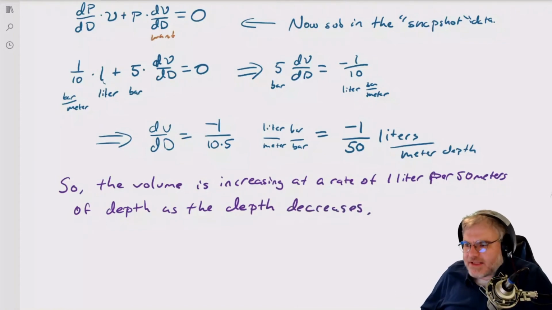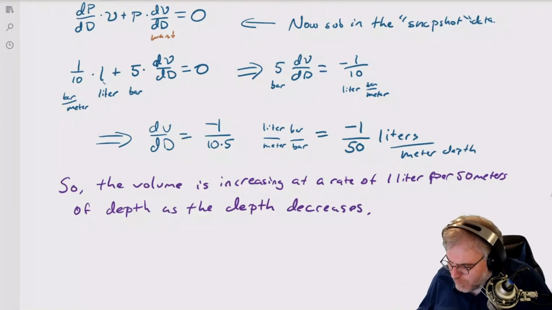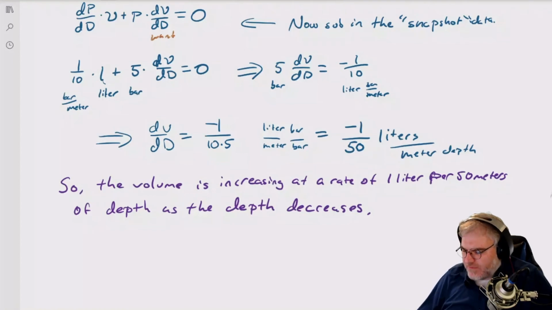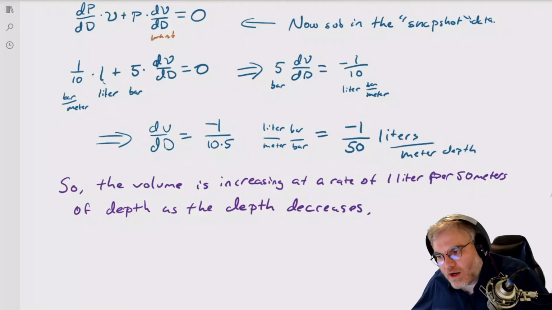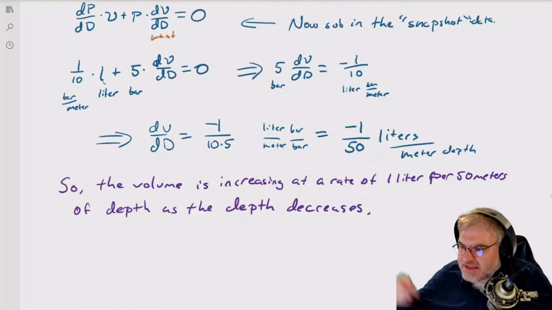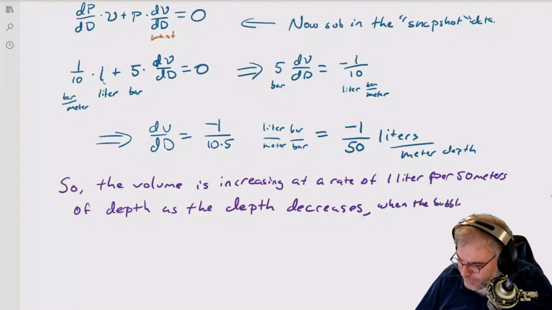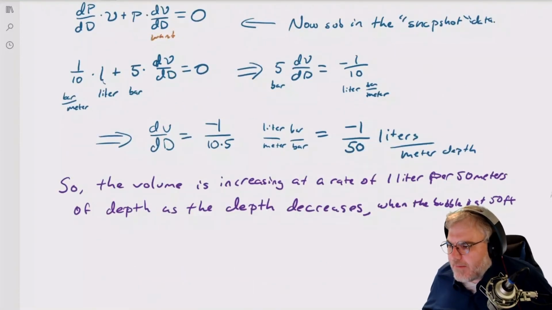And I'm going to say what I mean. The depth is decreasing. The bubble's going up. So as the bubble rises, the volume is increasing at a rate of 1 over 50. Or I would say that the volume decreases by a rate of 1 liter for every 50 meters when the bubble is at 50 feet. So I could say either one. I could say it's increasing at a negative rate. I'm sorry.